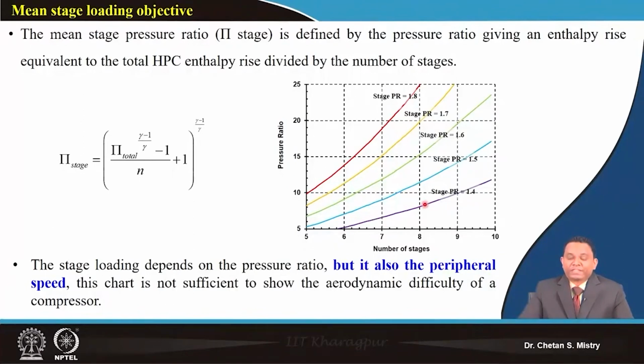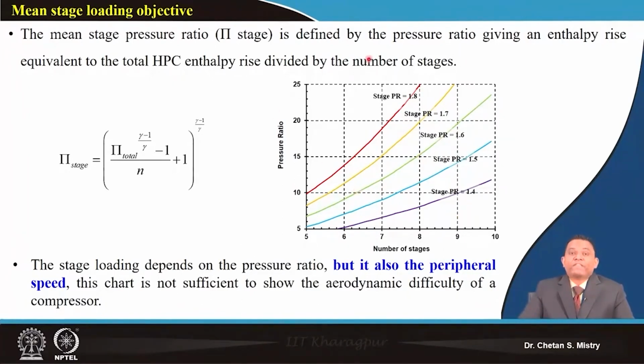And it says when we select the lower side for a particular pressure ratio, suppose I am expecting a pressure ratio of 10, and if we select a stage pressure ratio of 1.4, we are looking at 9 stages. If I increase that to 1.6, we are looking at 6 stages.